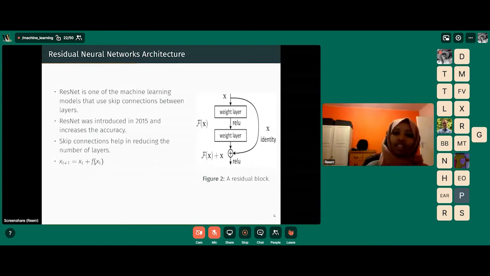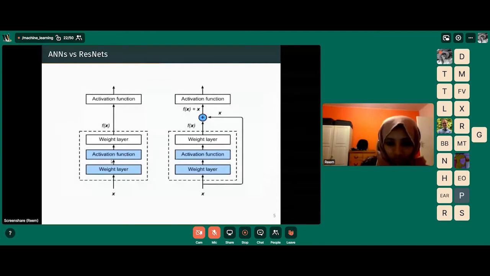Now the final output that will be passed to our second or the following layer would be this function, which is f of x plus x. So if you see here, our output, which will be the input to the second layer, which is in this case x of t plus 1, will be equal to our previous input, which is x of t, plus some function that is applied on x of t. Okay, please keep this in mind because I will be referring to it in the upcoming slides.